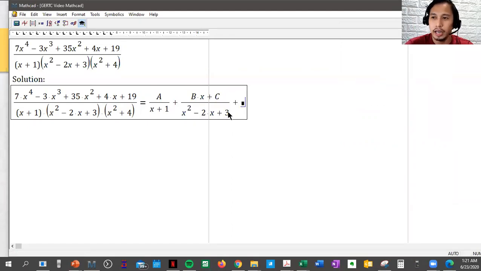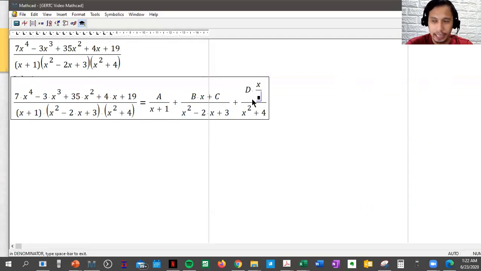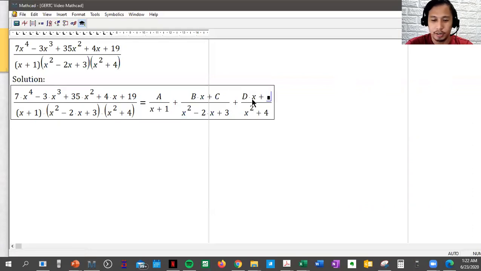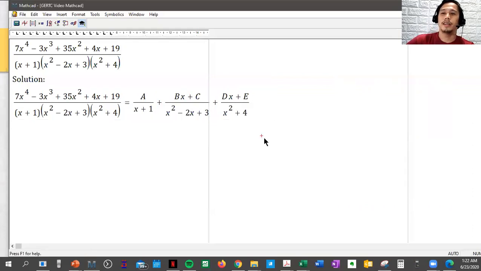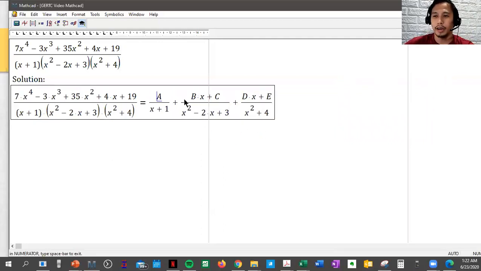Okay. Now, for this denominator x squared plus 4, x squared plus 4 cannot be factored any further. Do not make this x plus 2i, x minus 2i, since those are imaginary. That's not allowed, so keep it as it is. And the numerator is dx plus e. So there are 5 variables. So how do we solve these?